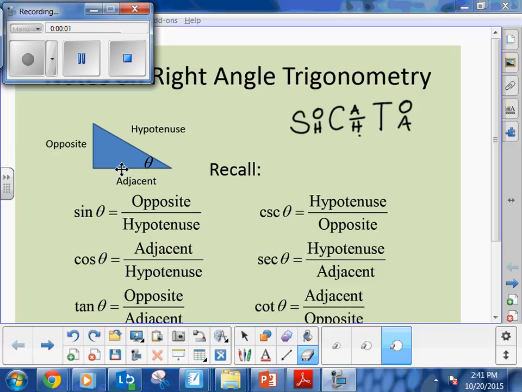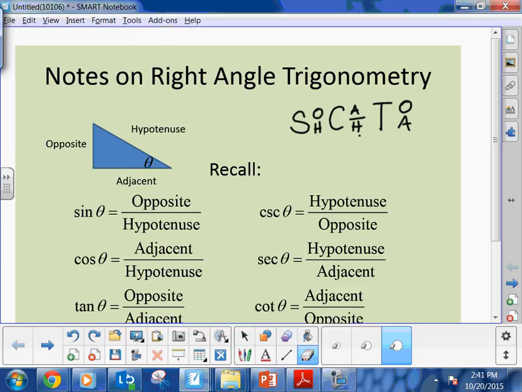All right, good. Hey, listen, right before we did this, there was a question on your quiz that was just like this. It said, figure out the six trig functions. So these are the six trig functions, a little bit better defined.